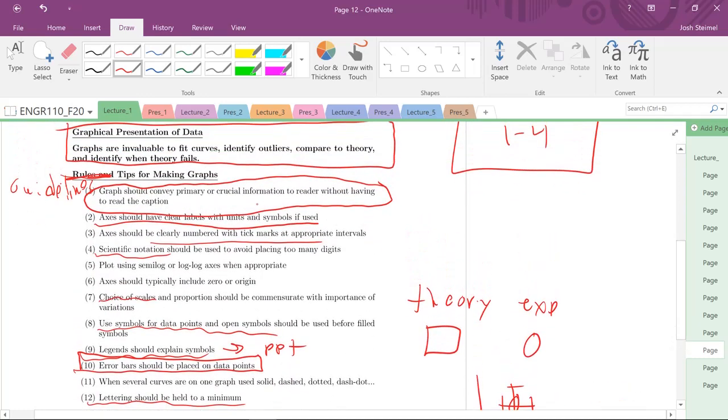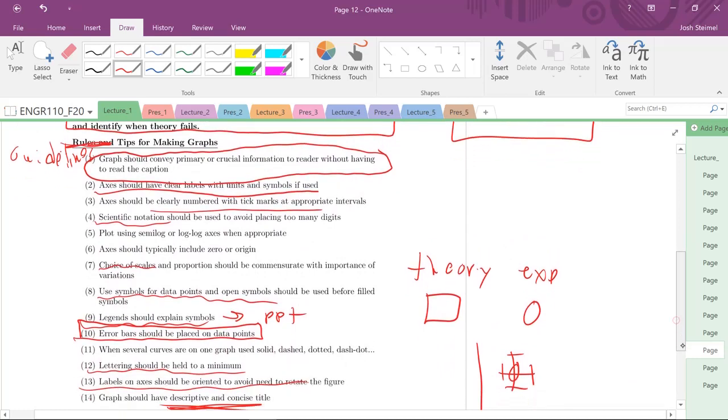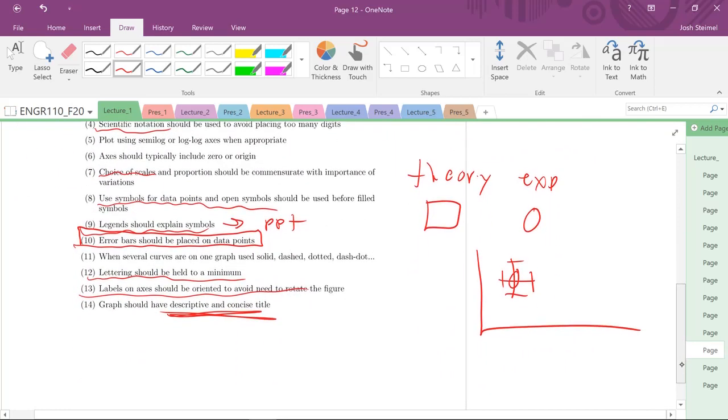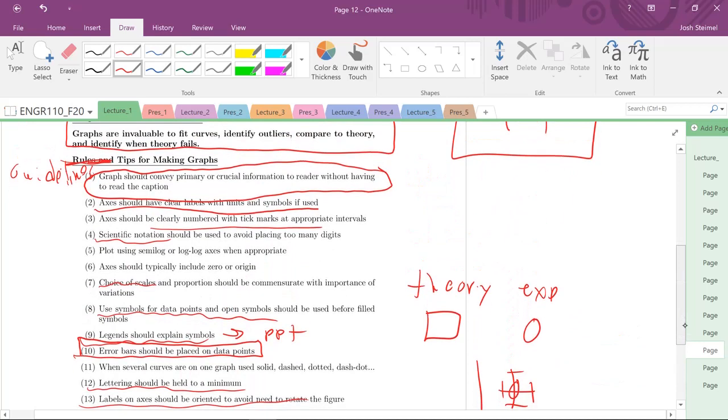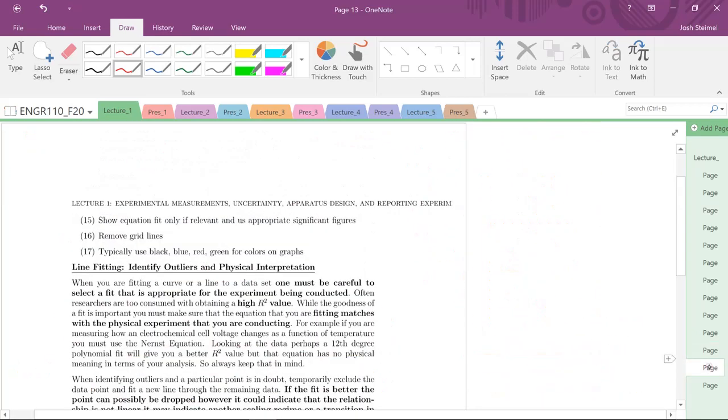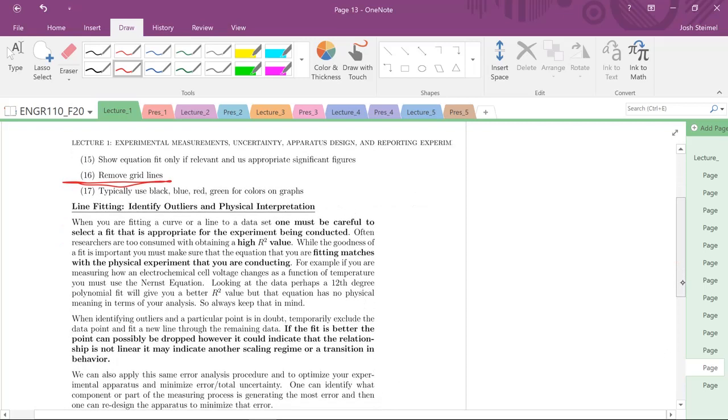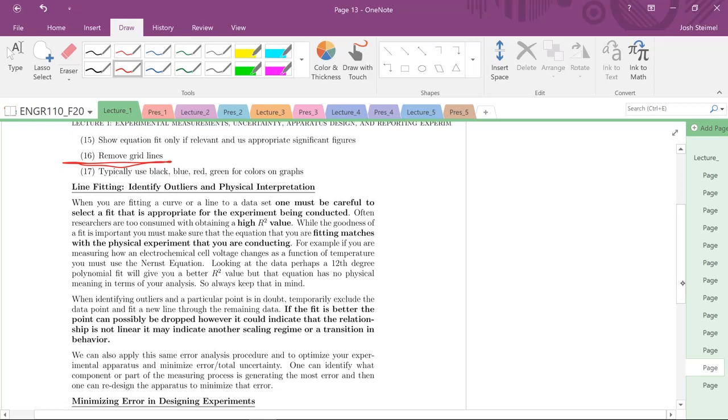If you could do this without reading the caption, that's a really amazing figure. But that should be your goal. So whatever you have to do to reach that goal, that's what we want to do. So, grid lines, yes, get rid of grid lines, no grid lines. And that's pretty much all that we're looking at here.